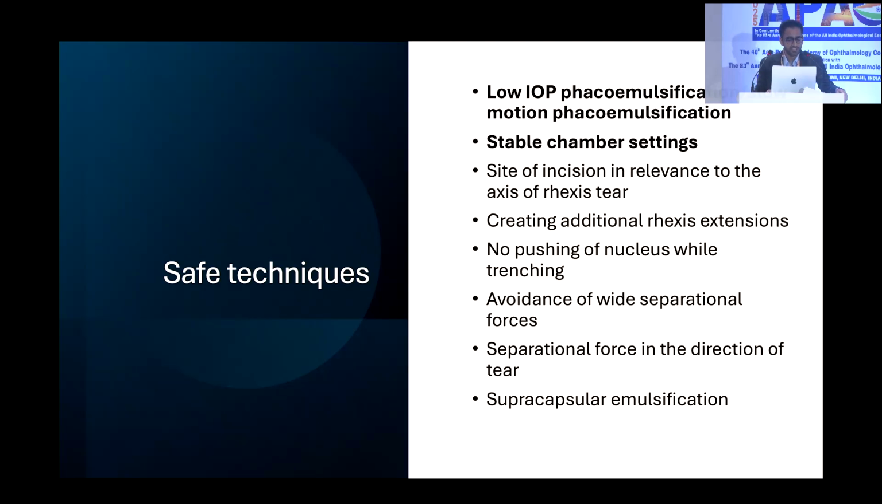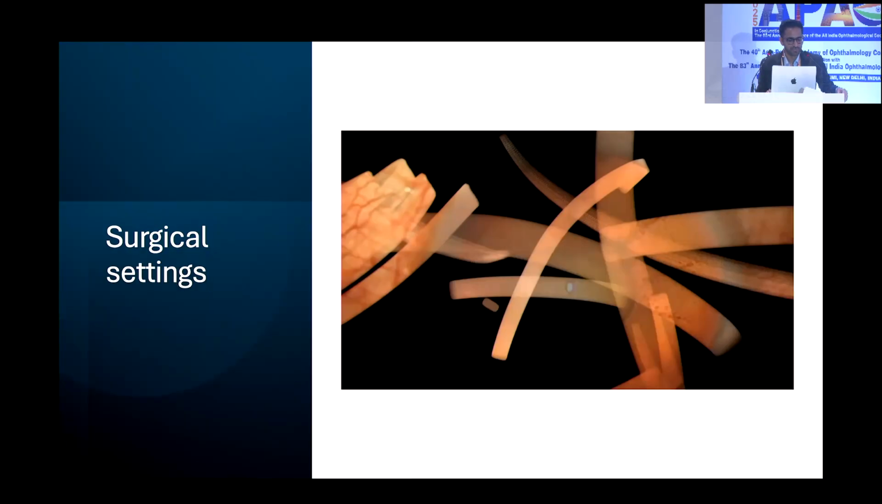Then you can create an additional rhexis extension. There should be no pushing of the nucleus while you're trenching or while you're doing sculpting. Avoid wide separational forces, and whenever you are using separational forces, you have to use them in the direction of the tear. And if possible, you can also do a supracapsular emulsification.